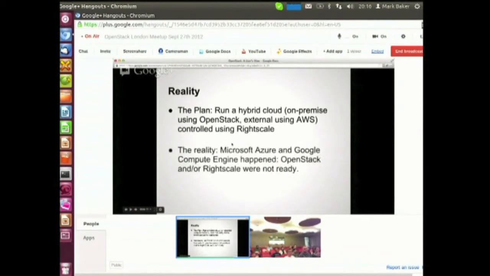So the problem we had, going back a few months ago, was Microsoft and Google happened. They came out with compute power. They came out with, in RightScale's eyes, and I don't know if I'm getting this right because I can't see anybody there. I can't see any RightScale t-shirts, can I? I did before.